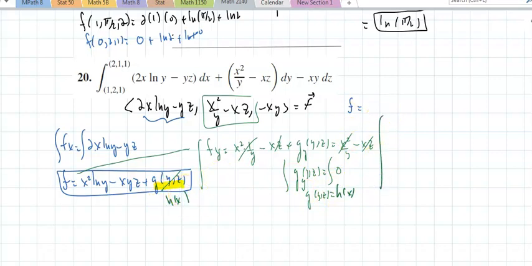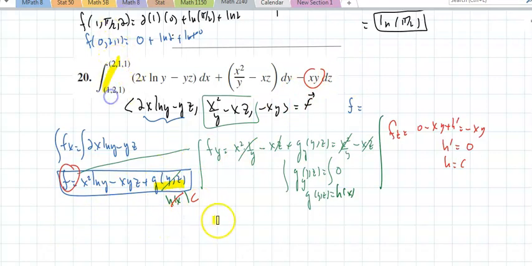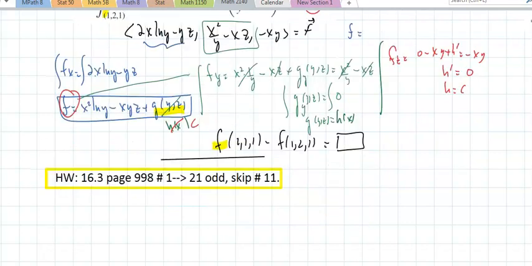And now if I use the last, that is take the partial with respect to z, that would be a 0 minus xy plus h prime, and that should equal the negative xy, and h prime of z will equal 0, so h is a constant. No problem. So basically, again, this says this is going to be f of 2, 1, 1 minus f of 1, 2, 1. Figure that out, and there it is.